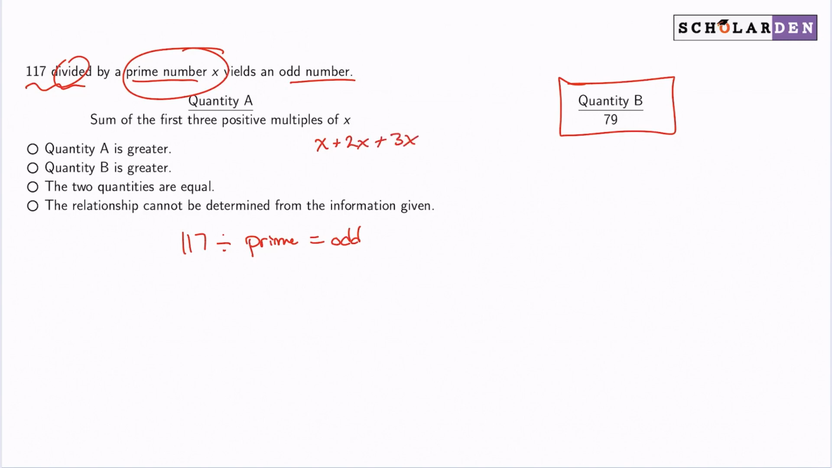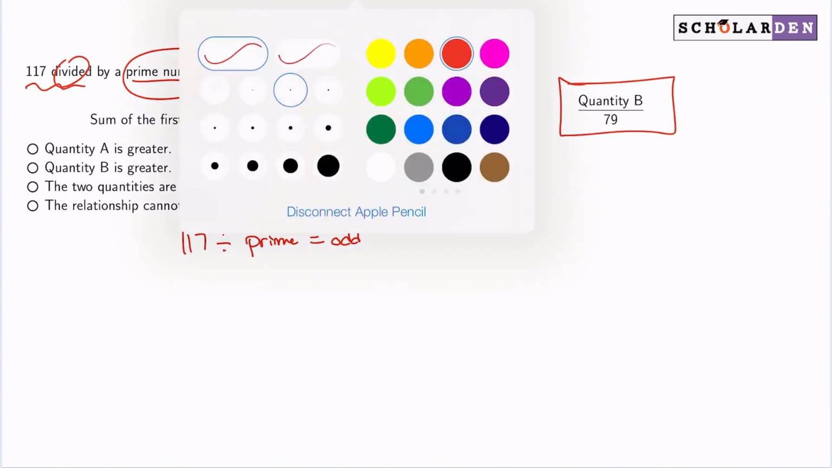And if you recognize this pattern here, I can actually say that this is the same thing as saying 6x, because 1x, 2x, and 3x, the three multiples together, make 6x. So with that said, we're going to find out what x is, that prime number, or whatever possibilities it could be, then look at the 6x, or the sum of the first three multiples, and see if we can get bigger than 79, always 79, or less than 79. So let's get to it.